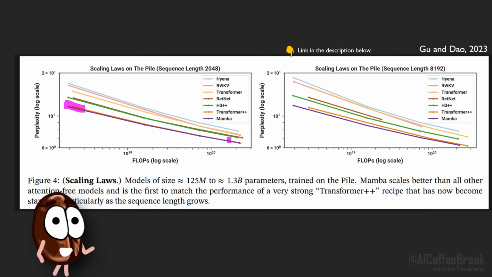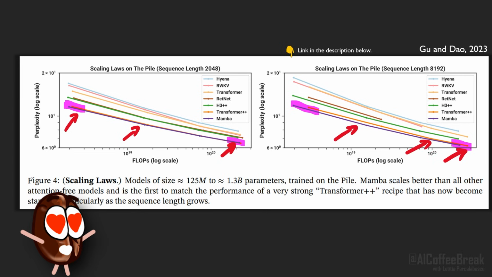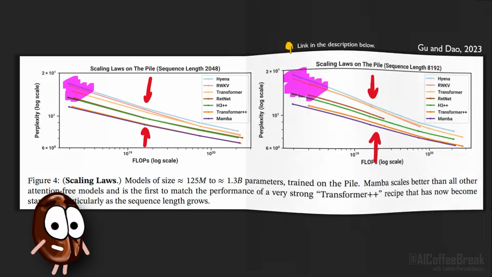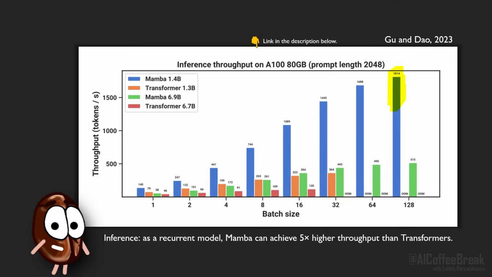MAMBA is as performant as transformers. Just look at these scaling laws. The perplexity of MAMBA and that of transformers decrease both in the same way when doing language modeling on the Pile dataset, and MAMBA is even better as the sequence length increases. For perplexity, lower is better. MAMBA also outperforms all other SSMs or attention-free models. And all this by being super fast.